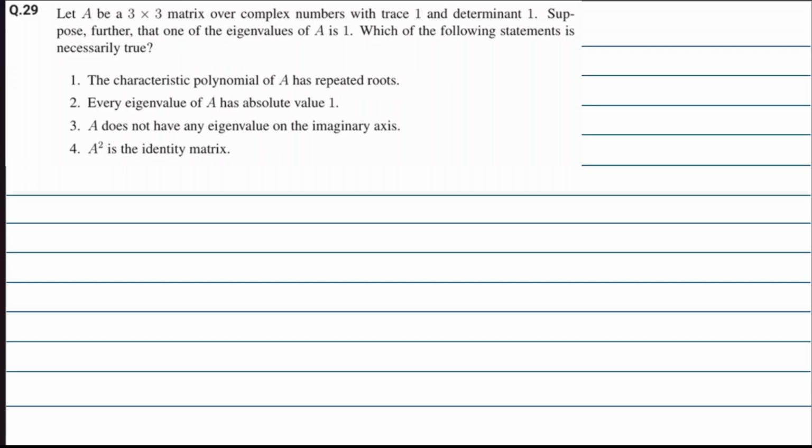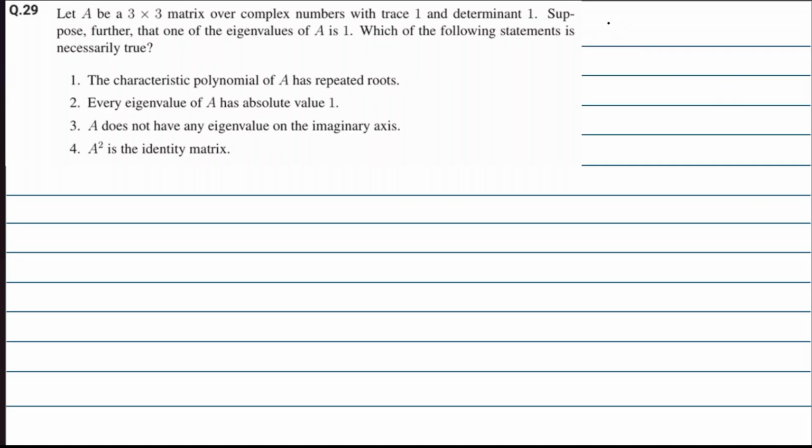The characteristic polynomial of A has repeated roots. Every eigenvalue of A has absolute value 1. A does not have any eigenvalue on the imaginary axis. And the fourth one is saying that A square is the identity matrix.